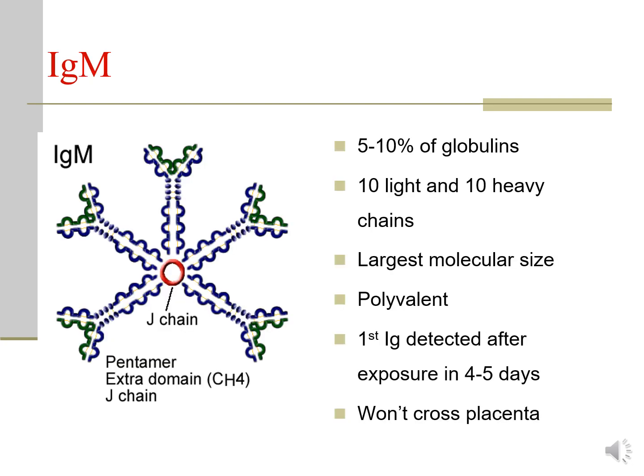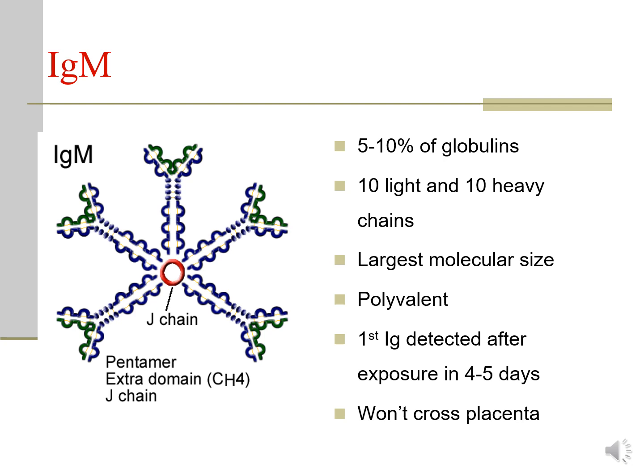IgM accounts for about 5 to 10% of the circulating globulin pool. It has 10 light chains and 10 heavy chains. It's a pentamer. There's 5 monomers held together by a J chain, and that J stands for joining chain. It allows IgM to cross mucous membranes. Okay? It's the largest molecular sized immunoglobulin, and it's polyvalent.